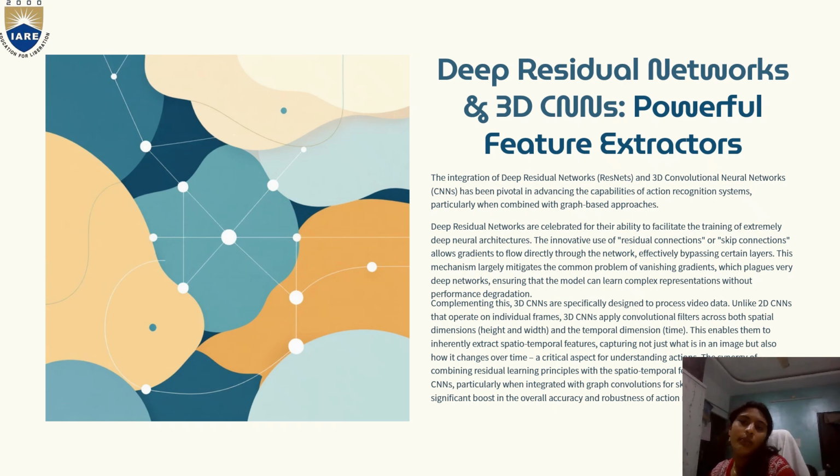Deep residual networks and 3D CNNs. Complementing this, 3D CNNs are specifically designed to process video data. Unlike 2D CNNs that operate on individual frames, 3D CNNs apply convolutional filters across both spatial dimensions as well as temporal dimensions.